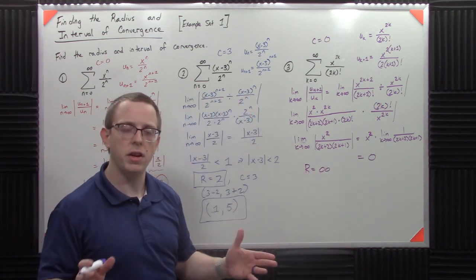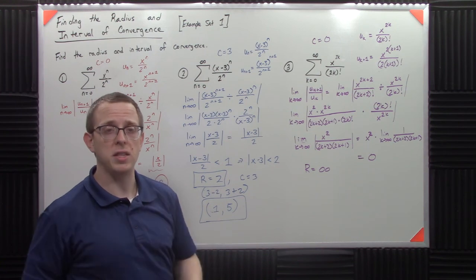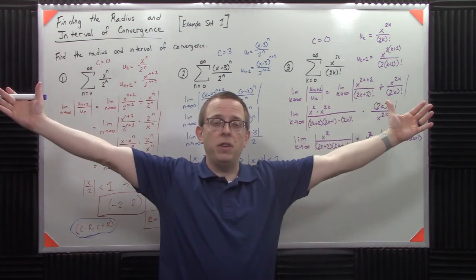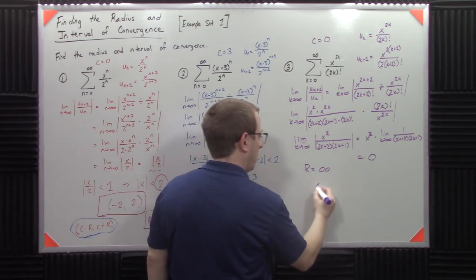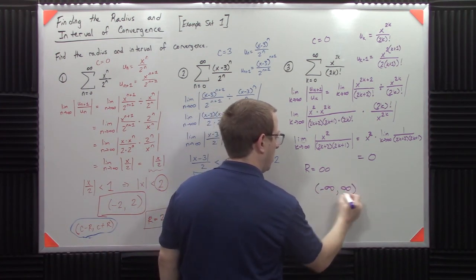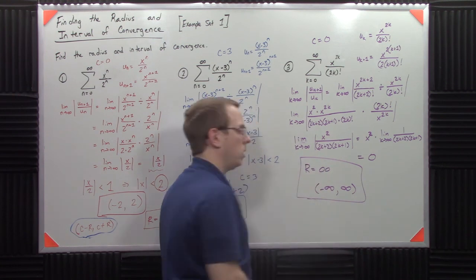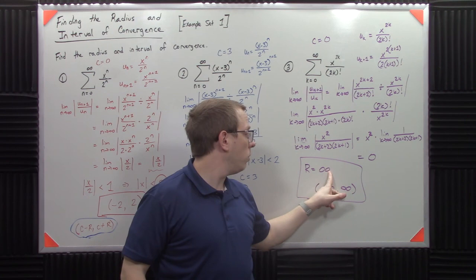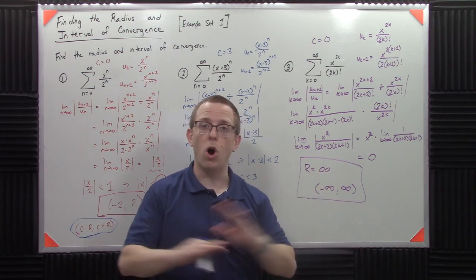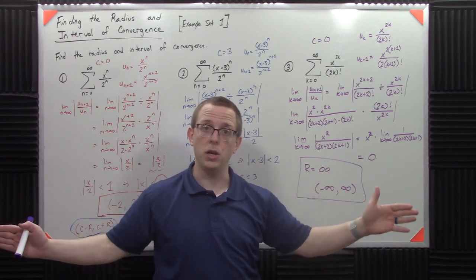The radius is infinity. So it doesn't actually matter where my center is, because if I have an infinitely big circle, it will cover every possible value. And so if you have a radius of infinity, your interval will always be negative infinity to positive infinity.